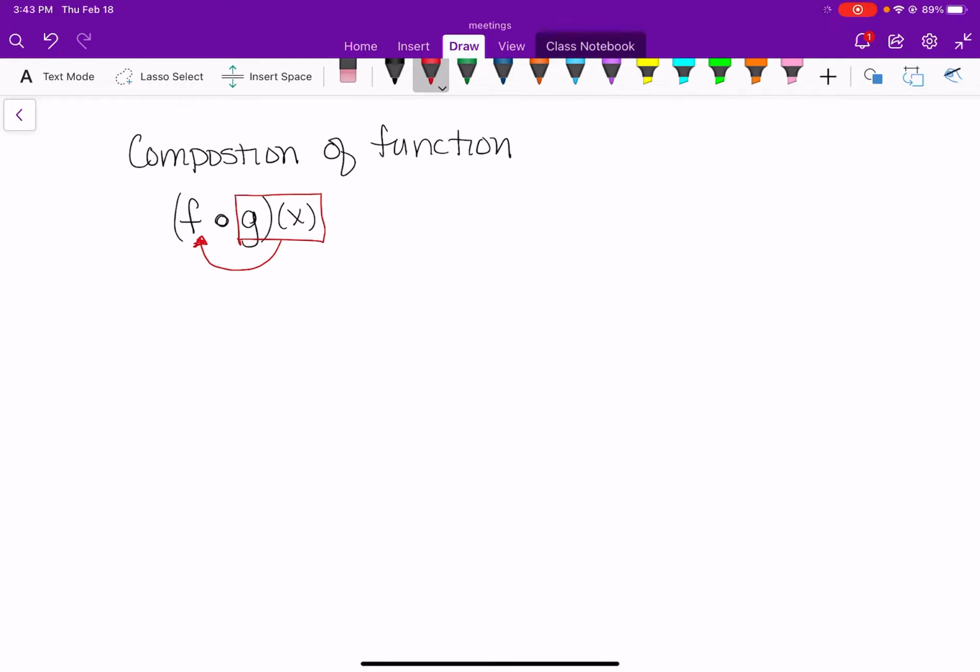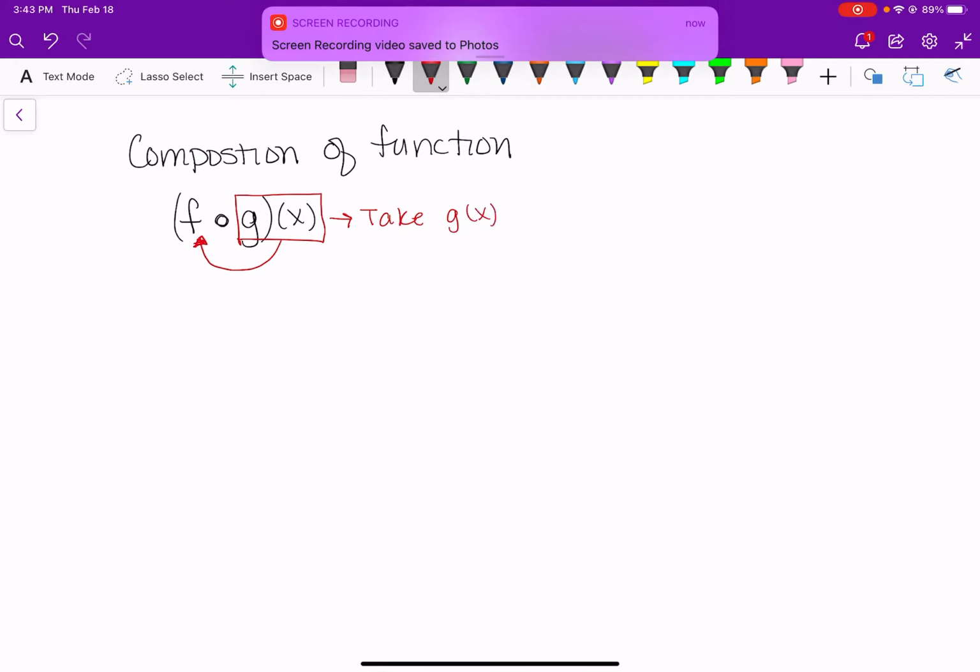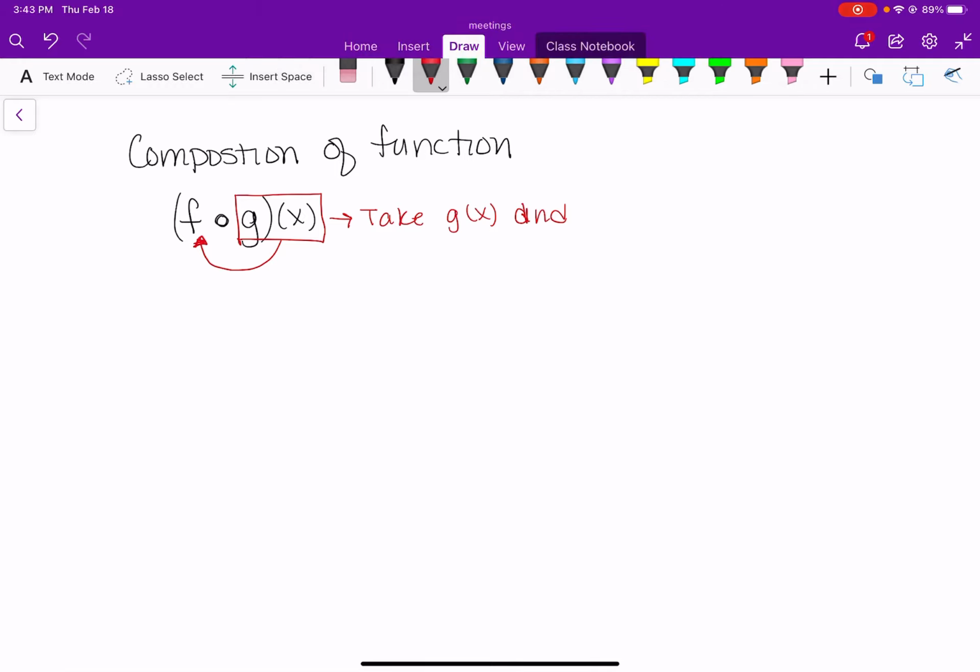We almost go the backwards route. So again, we're going to take g of x, and we're going to substitute it into f of x, okay?